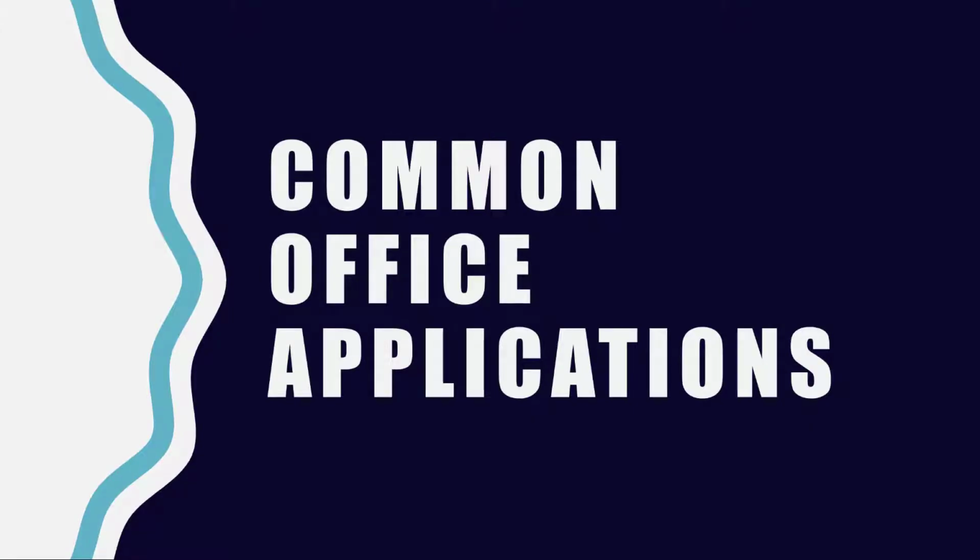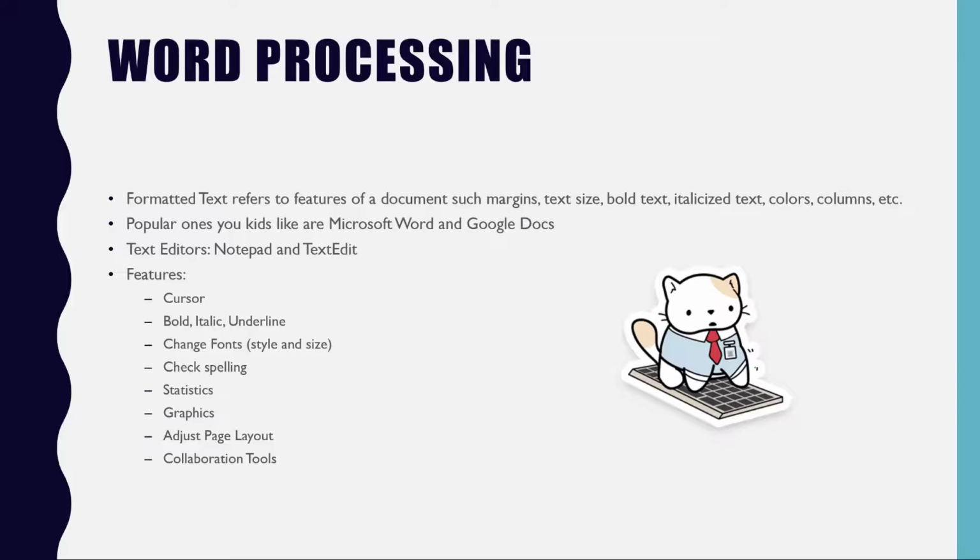All right, so as promised, common Office applications. The first one is word processing. Now, word processing is one of those things that you use a bunch, but it's kind of hard to define. I mean, think about it. Microsoft Word is word processing, right? There are other examples of it too. So what sort of things make it a word processor?